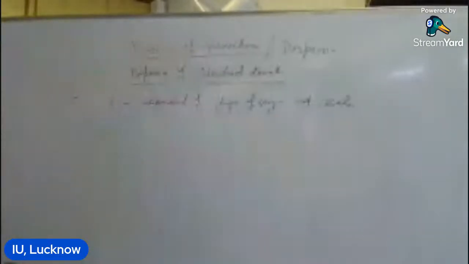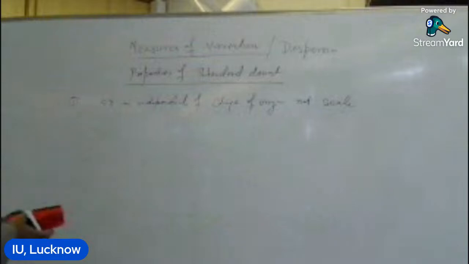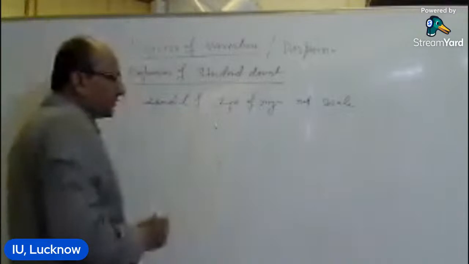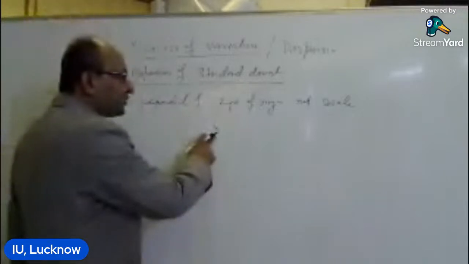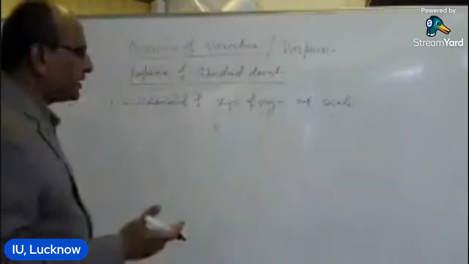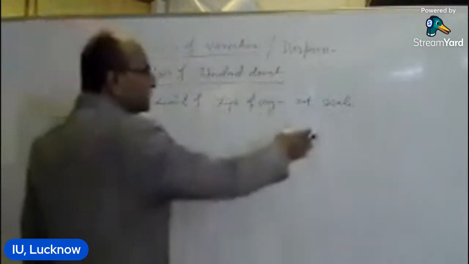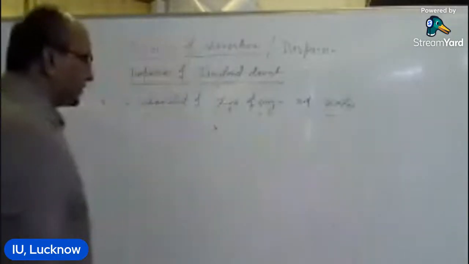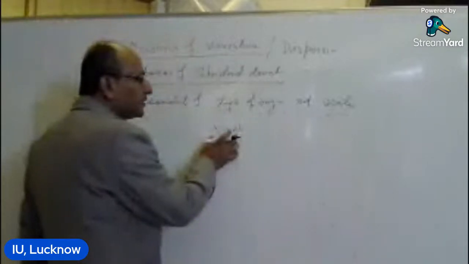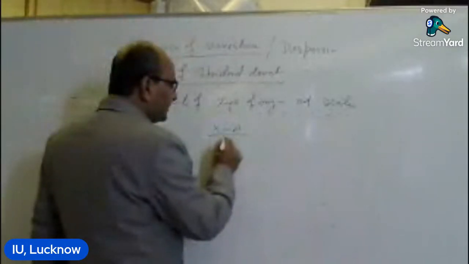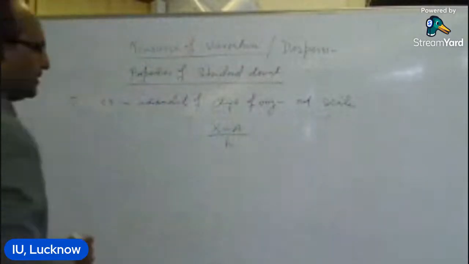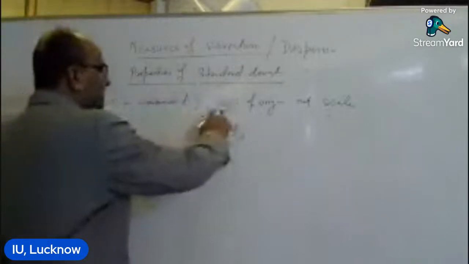For example, standard deviation is independent of change of origin and scale. You can see, if we have an original variable x and we change its origin and scale, how do we change origin? Just subtract or add a constant, and scale by dividing or multiplying by a constant. So if we take x minus a constant a, it means change of origin, and divided by a constant h, it is change of scale. Here we are just proving this property.